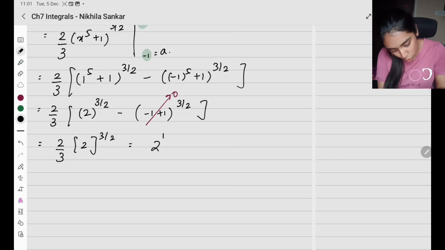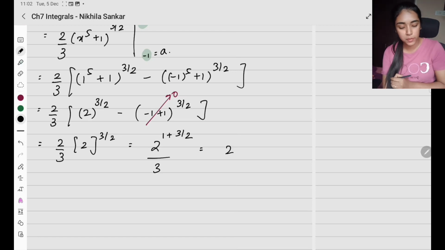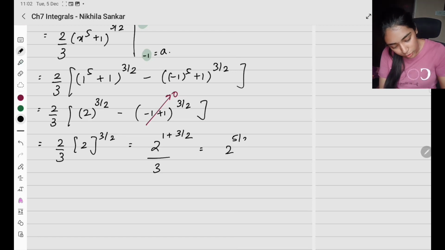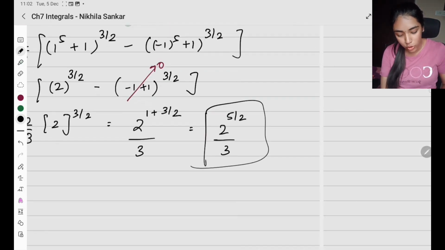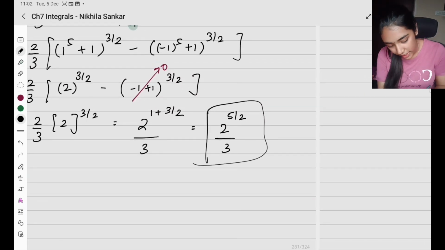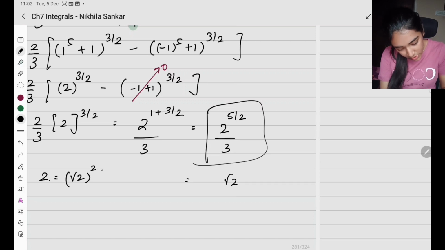In the numerator we have 2 to the power 1 plus 3 by 2, divided by 3. Taking the LCM, I have 5 by 2. So 2 to the power 5 by 2 divided by 3. So this is my final answer. Okay, please copy. Or how can we write 2 to the power 5 by 2 otherwise? I can write 2 in terms of root of 2 the whole square, so this is nothing but 2. When I write that, I have square root of 2 the whole square the whole power 5 by 2 divided by 3.